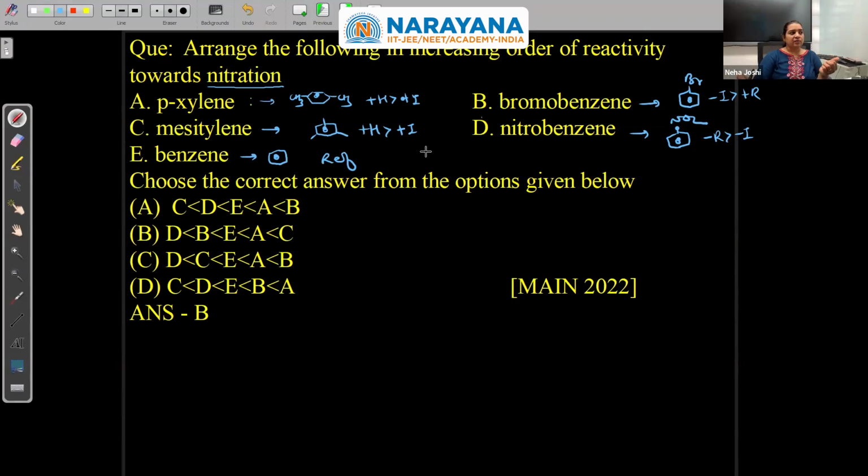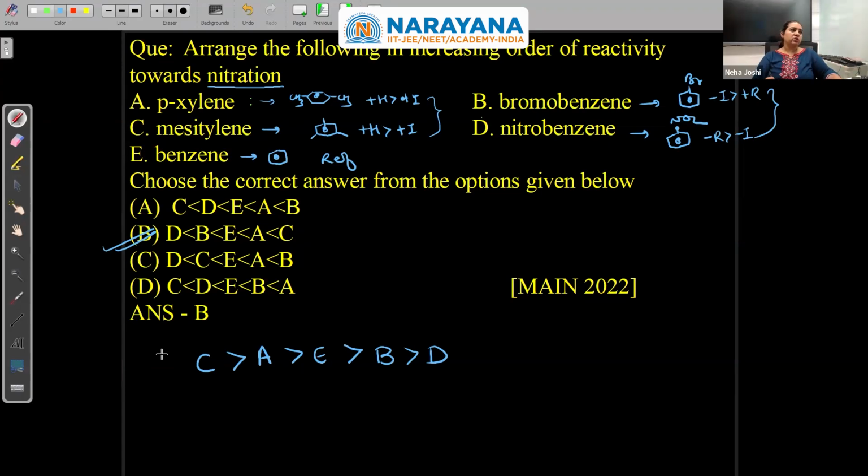Once you decide this, you have two activating and deactivating groups. 3 alkyl will be best, so C should be the best of all. Then comes the A. I hope you agree with this. Then comes the reference. Okay, halobenzene is poor. It is not stronger or activated. It is weaker. And then comes the D. CAEBD. CAEBD. Answer is B.